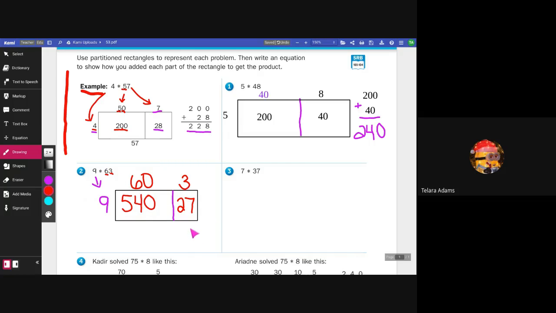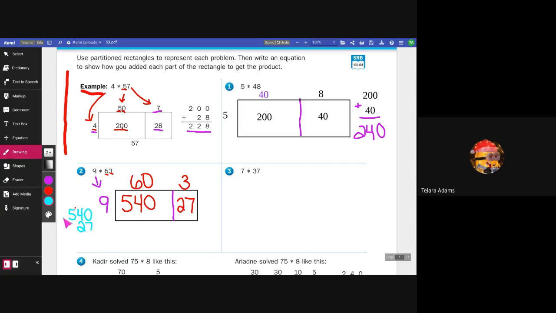What does that mean? 540. And I don't have a whole lot of room. I'm going to use this little space over here. Please use your text box. I know that I'm using my drawing tool because my numbers are pretty clear. If your numbers are not clear where I can read them, use your text box.